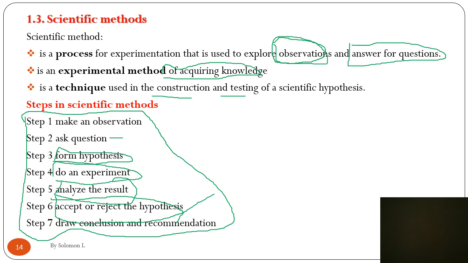Recommendation may be of two types. One type is to show a gap for other researchers to fulfill, to do some other experiments. Or the other type of recommendation is to recommend our result for others to use it.